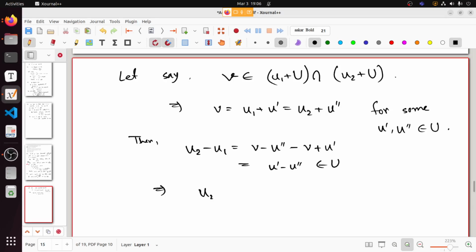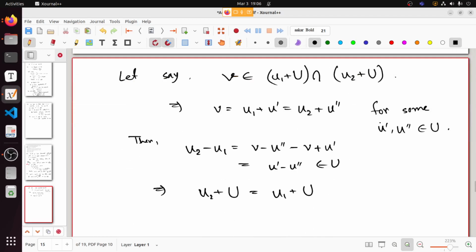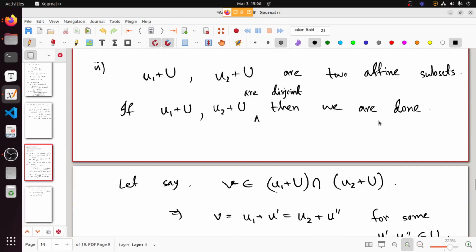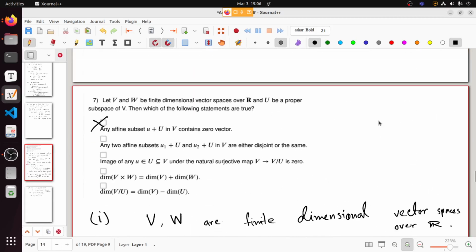Therefore u2 plus U will be u1 plus U, which implies they are the same. We have shown that if there is some element in the intersection, then they will be the same. So any two affine subsets will either be disjoint or the same. So option number 2 is also correct.